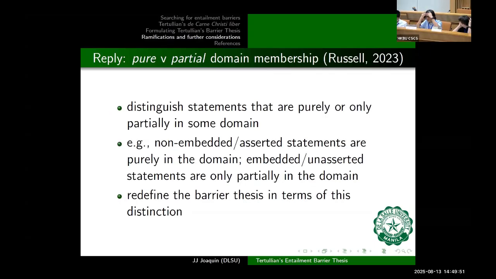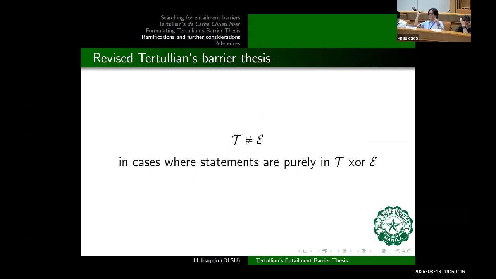Now, a way to remedy this is to distinguish between pure or partial domain membership. So, for example, non-embedded asserted statements are purely in the domain of some divine or non-divine, while embedded or unasserted statements are only partially in the domain. So we could redefine the thesis in terms of this distinction, and we could have this. We'll just have a clause wherein Tertullian's barrier thesis holds in cases where statements are purely in either of the two, but not both.